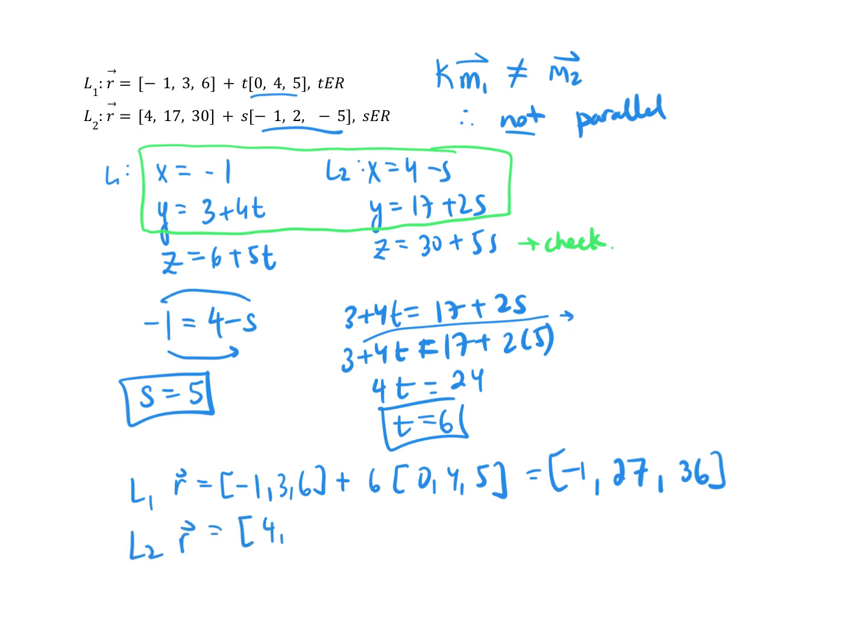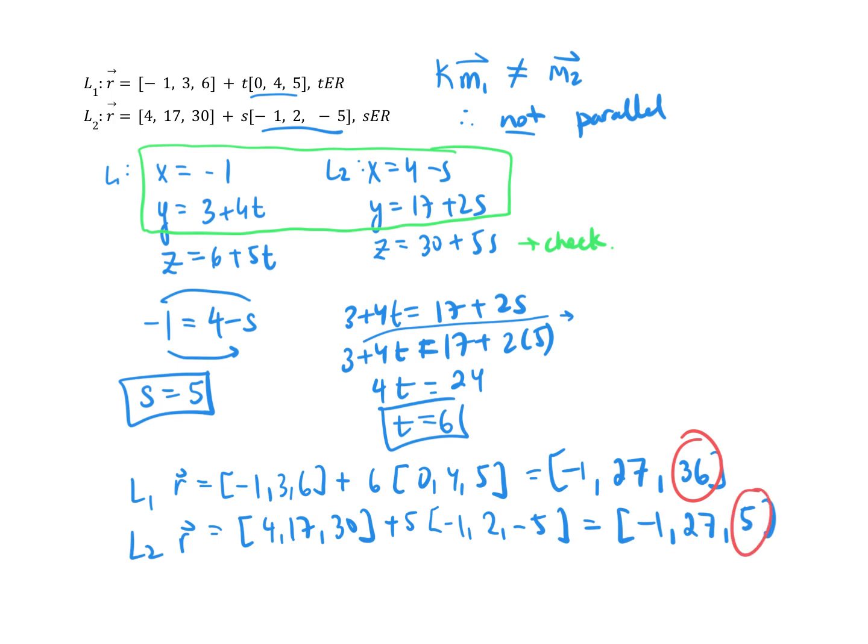So what we're actually testing here is what the point of intersection would be with these parameters that we solved for. If it's actually a point of intersection, we should get the exact same values. So 4 plus 5 times -1, so 4 minus 5, that matches. 17 plus 5 times 2, so 17 plus 10, that matches. And we expect x and y to match because we used the x and y equations to solve for these parameters. The only one we're not sure about is z. So 30 plus 5 times -5, so 30 minus 25, that's 5. Well, here we are. Those are different. These must be skew lines.